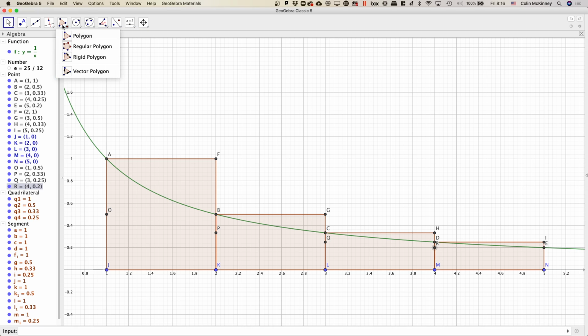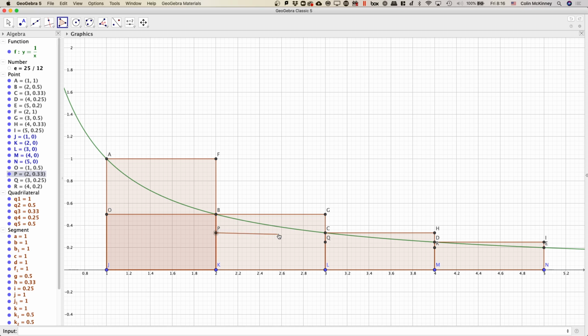So let me pick my polygon tool again, and I'm going to draw now here a different set of them, and I'll hide the previous set once I'm finished here, just so it's a little bit more clear graphically.